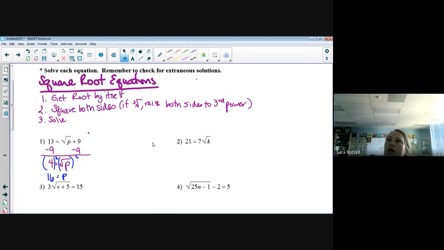All right, on number 2, what is next to the square root that we need to get rid of? The 7, and it's 7 times. So to get rid of the times, we're going to divide by 7. And 21 divided by 7 is 3. And y'all can probably tell me this. The square root of what is 3? 9. But we'll make sure we'll square both sides. And 3 squared is 9 is equal to k.